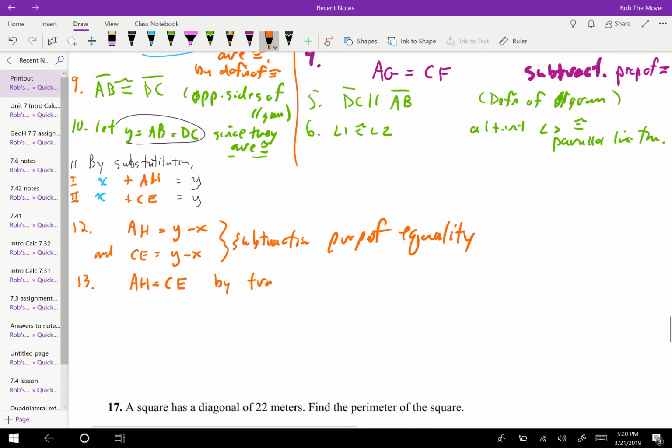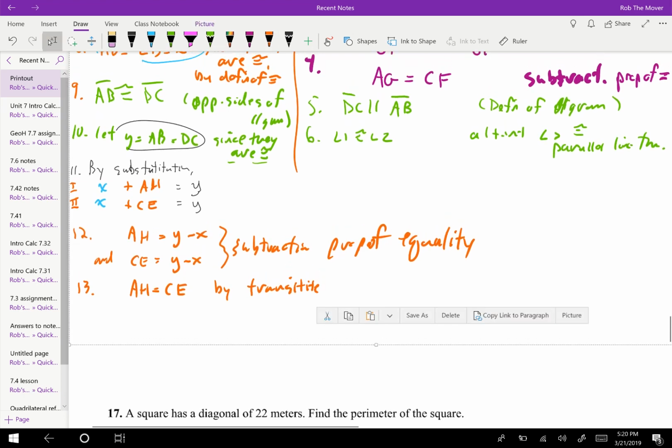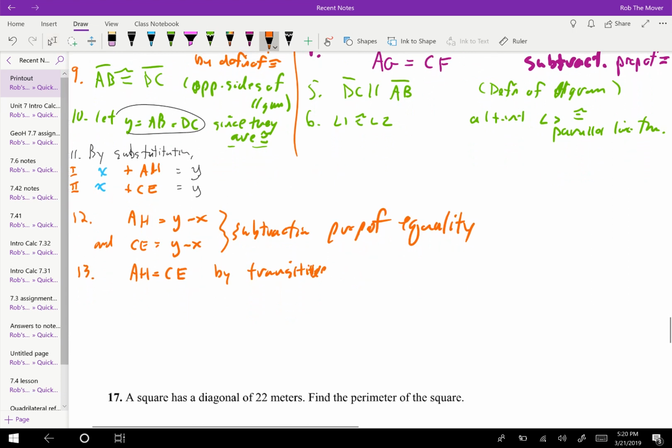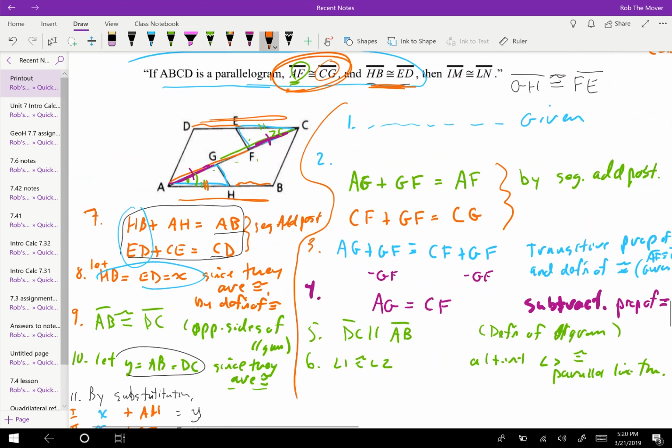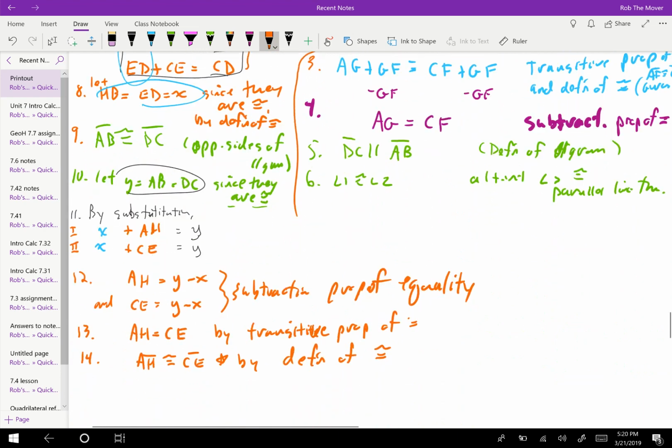By the transitive property. The transitive property says when two things are equal to the same thing, they're equal to each other. Transitive property of equality. And so now that means AH, the segment, is congruent to CE, the segment, by definition of congruency. I haven't been too picky about that step, so don't worry if you don't get that step all the time. But now we actually have what we want to get these two triangles congruent, right?